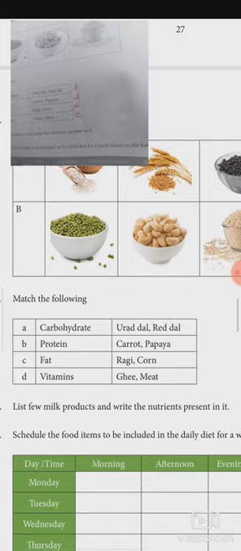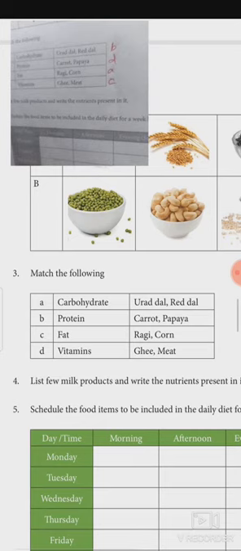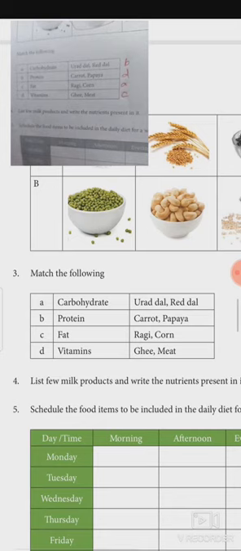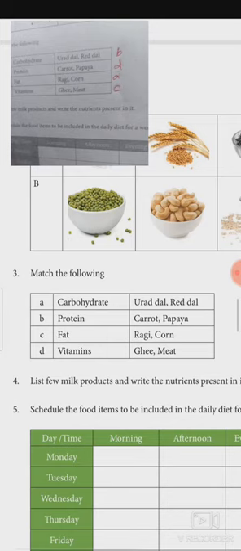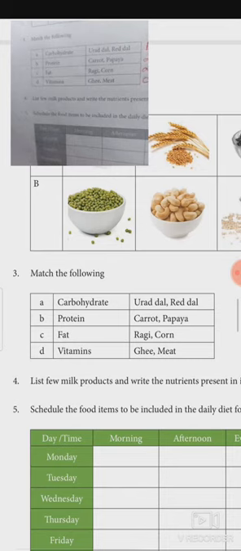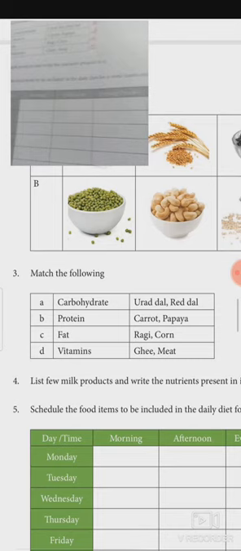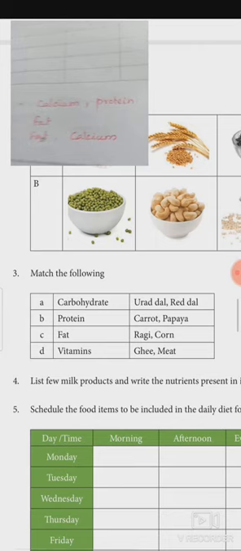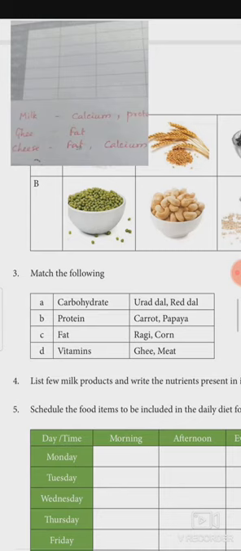Then match the following: carbohydrate, the answer is ragi and corn. Protein, the answer is urad dal and red dal. For fats, the answer is ghee and meat. And for vitamin, the answer is carrot and papaya. Fourth one, list down the milk products and write the nutrients. I have listed few: milk, calcium, protein; ghee, fat; cheese, fat and calcium.